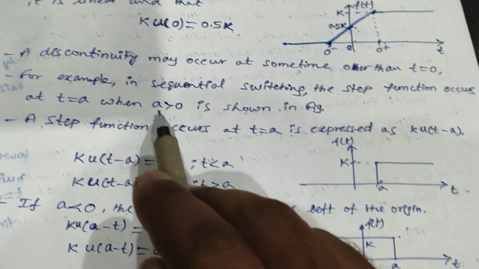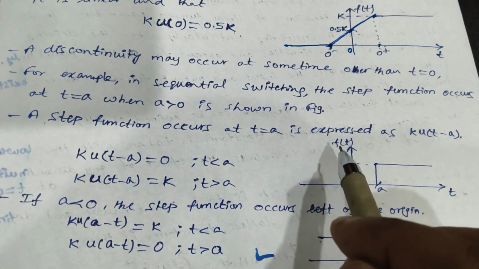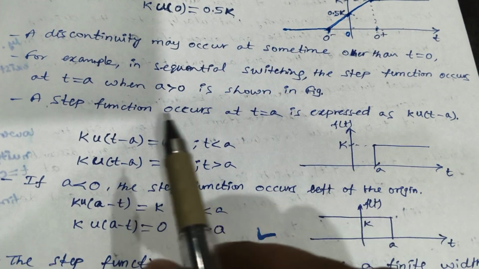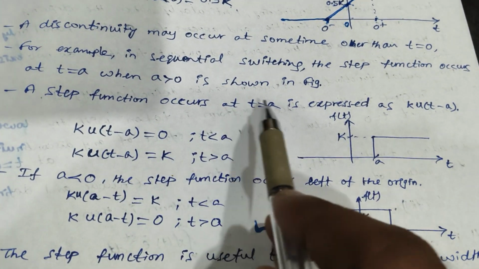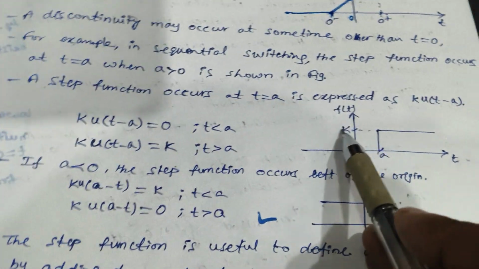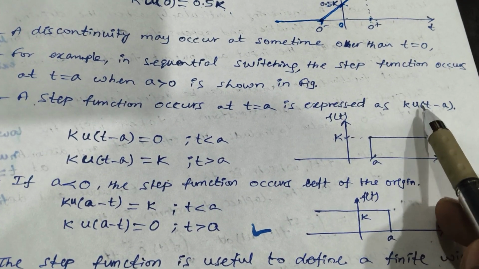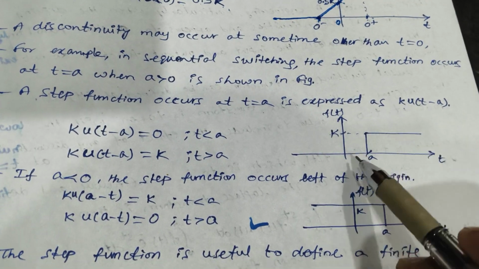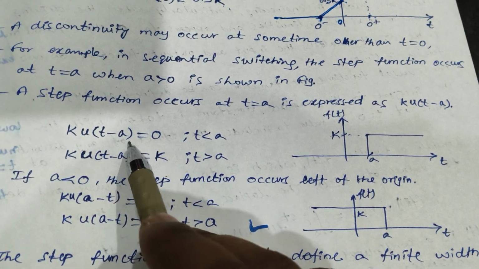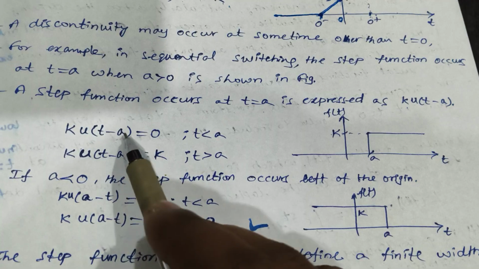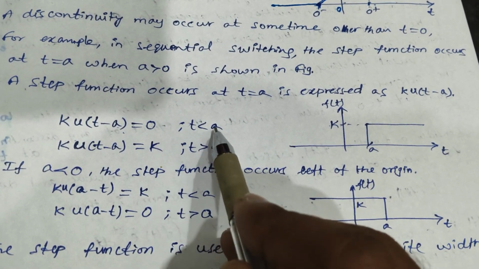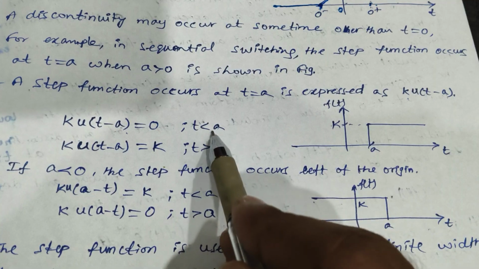So during that time, how can the step function be defined, and how can it be represented pictorially? A step function that occurs at t is equal to a is expressed as k into u of t minus a, instead of u of t. How, we will see with that. K into u of t minus a is equal to 0 for t is less than a. Earlier here it was t is less than 0.